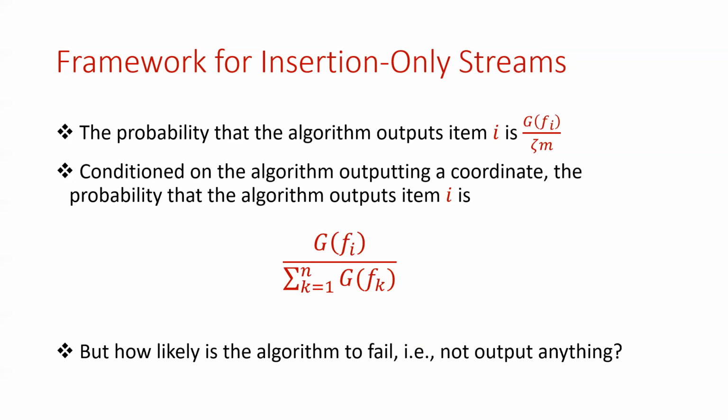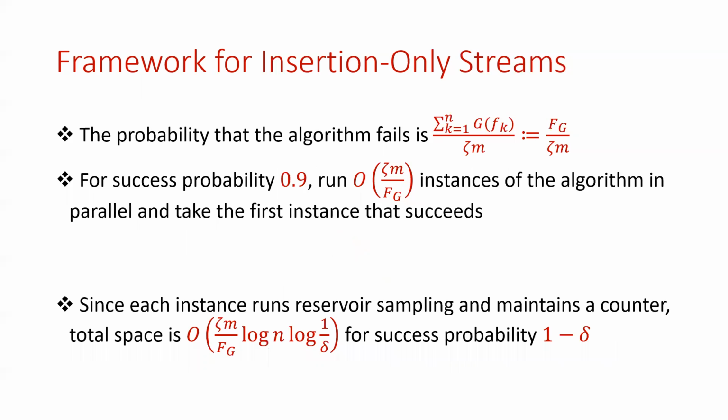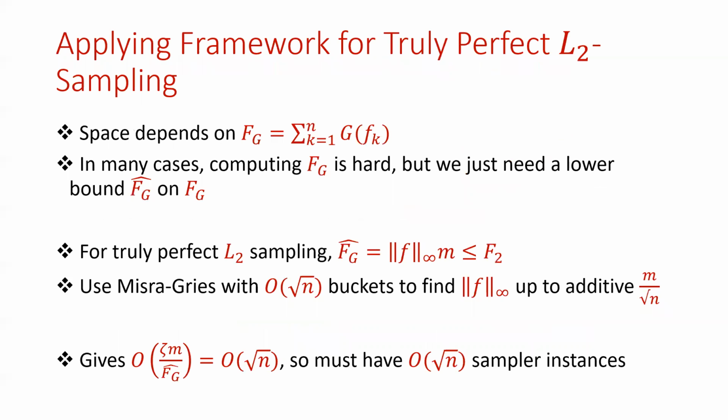So this is great. This means that if the algorithm outputs a coordinate, then it'll output a coordinate from the right distribution. But now how likely is the algorithm to fail, that is, not output anything at all? So the probability that the algorithm fails is roughly the sum of the measure function evaluated on all the coordinates divided by zeta m. So for constant success probability, we can just run zeta m over this fg instances of the algorithm in parallel and take the first instance that succeeds. And more generally, we can extend this to success probability 1 minus delta.